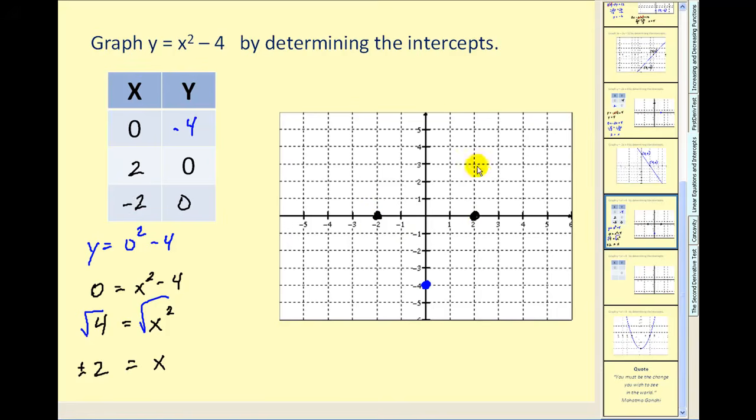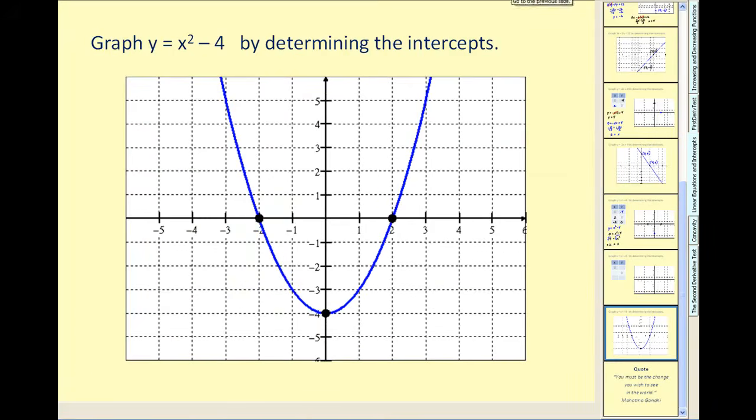Now these 3 points may not be enough points to make a nice graph. If we needed to find additional points, we would just make a larger t-table. But we have found the x-intercepts and the y-intercept. So let's go ahead and look at the graph. And here it is. This shape is called a parabola. We have 2 x-intercepts and 1 y-intercept.